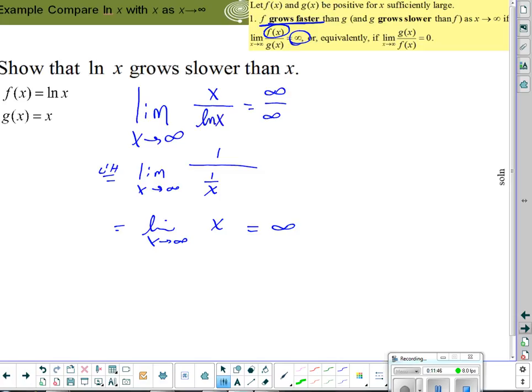Well, my top function, go back to the beginning, right? We had set up that x was our top function. So we now know order of business. x grows more quickly, grows faster than natural log x. Or conversely, natural log x grows slower than x.